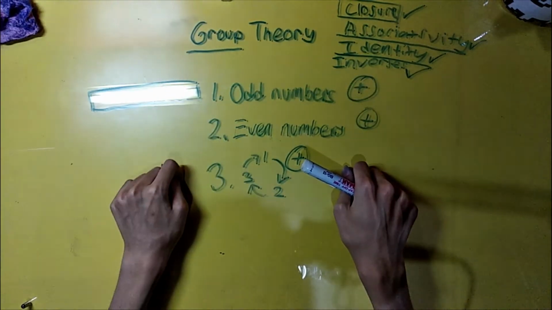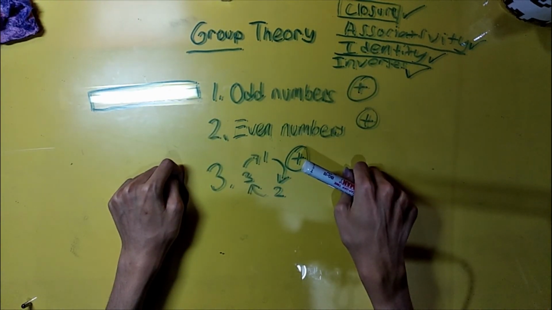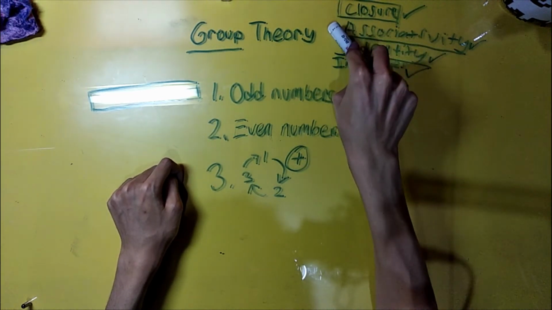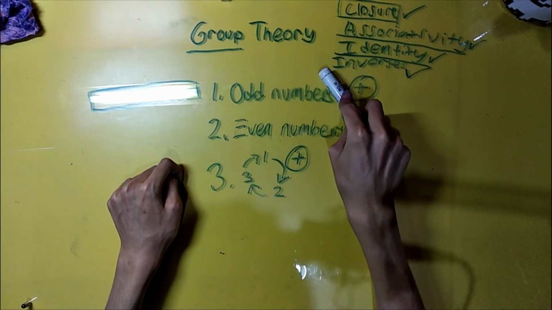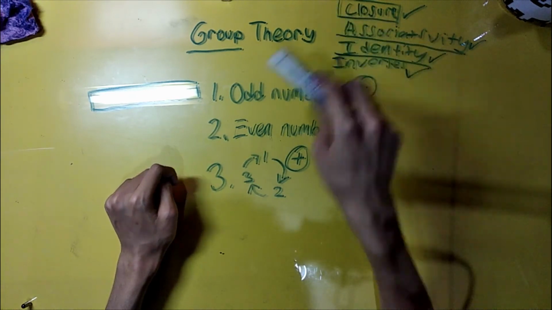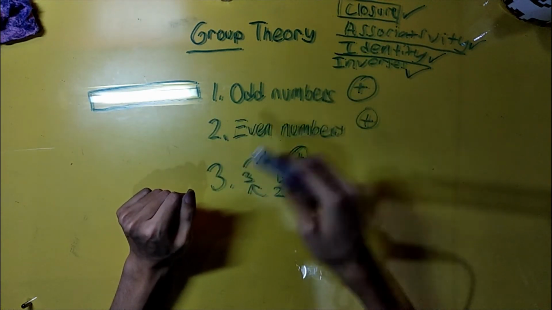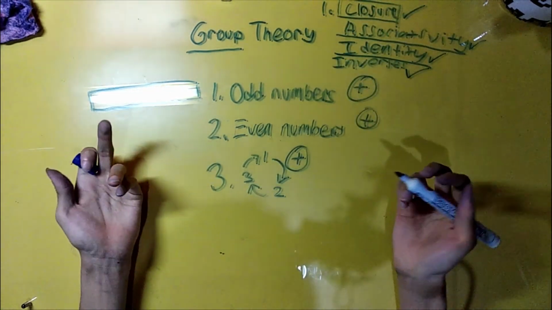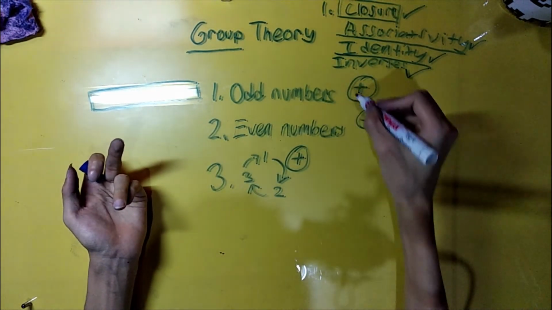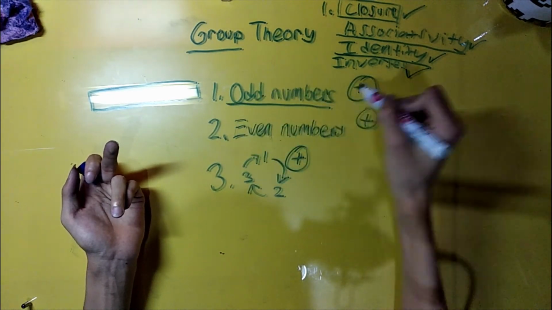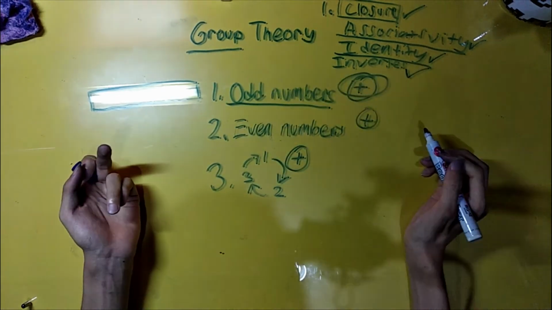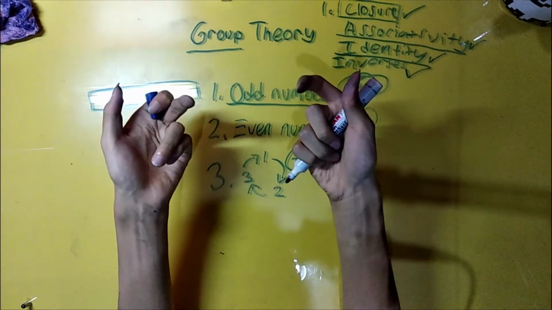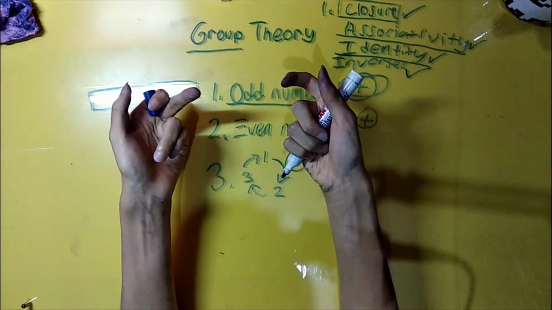Let's take a look at the first example. Odd numbers. Do they form a group? Well, we can go over the 4 rules. And immediately on the first rule, we're going to see that odd numbers break the first rule. Why? It's not closed. What happens when you take 2 odd numbers and you add them together with the binary operation?